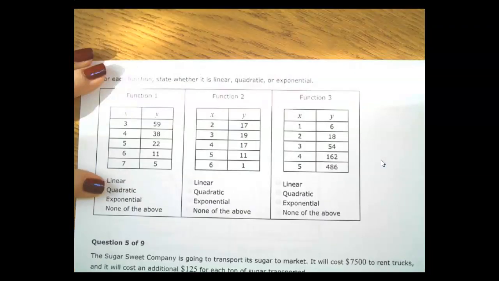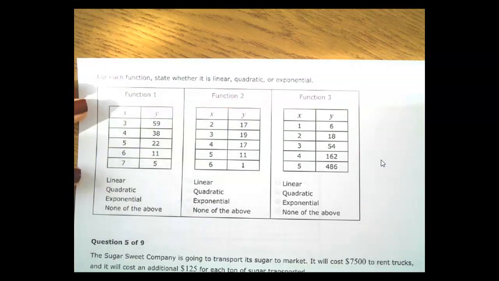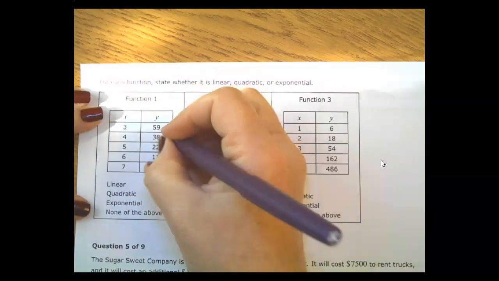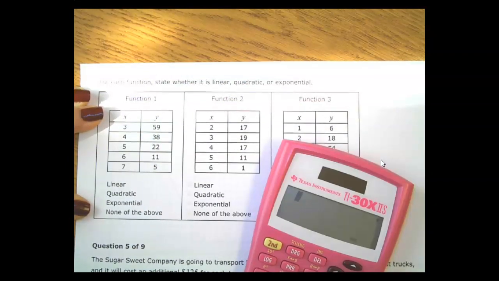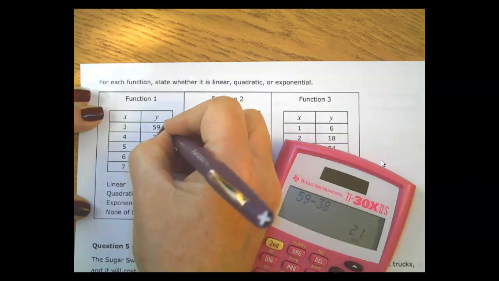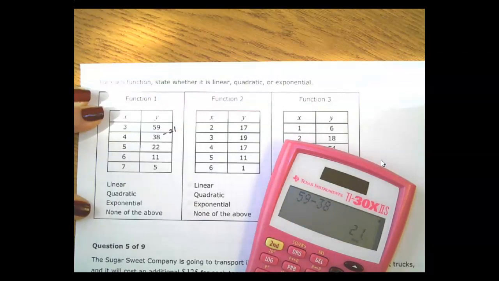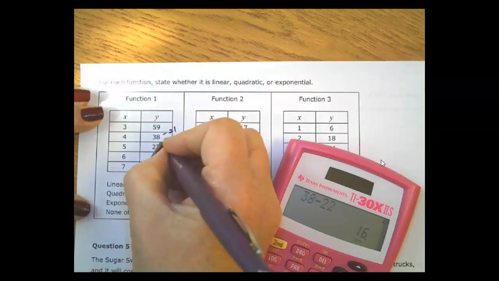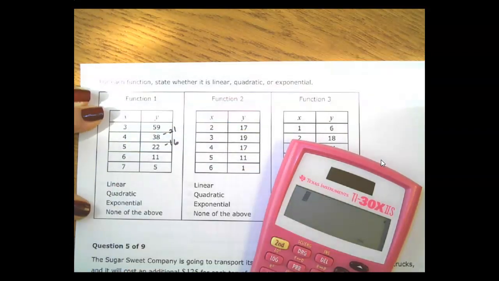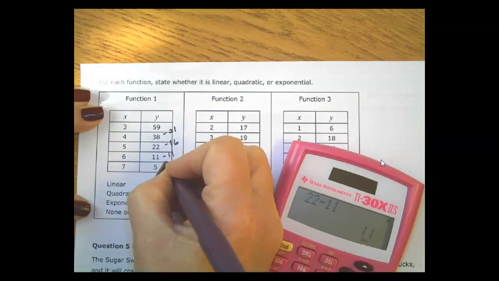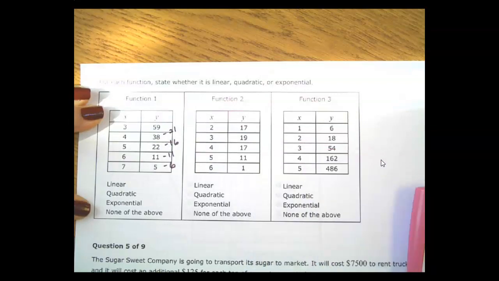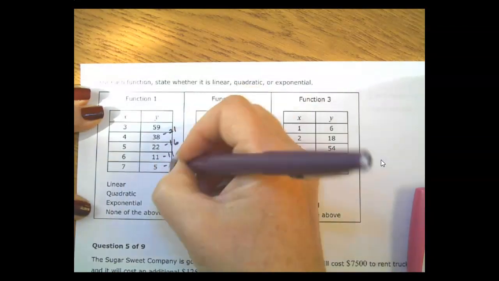Number 4, again, tables, tables, tables. You will see them. Let's see what the pattern is here. 59 to 38. I don't know. 59 minus 38 is subtracting 21. Obviously, from 38 to 22, 38 minus 22, you subtracted 16. 22 minus 11, you subtracted 11, and this you subtracted 6. Well, I'm not seeing a pattern there, but once I look here, it's going to be something.